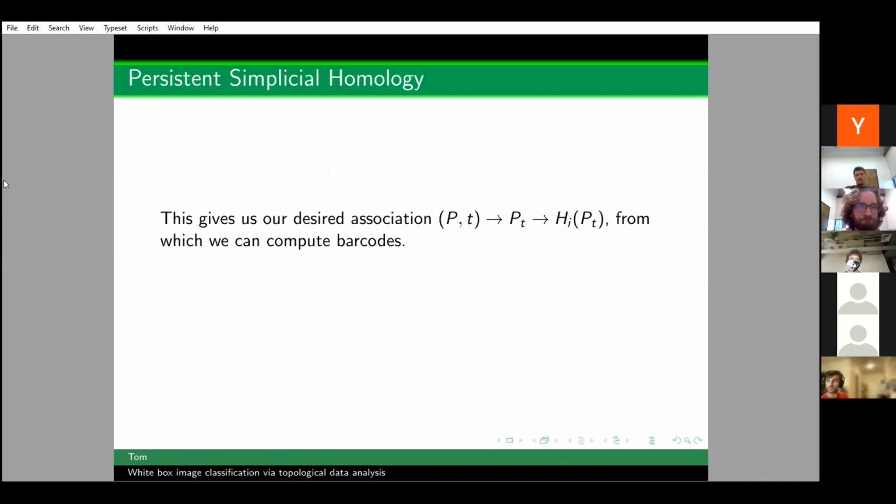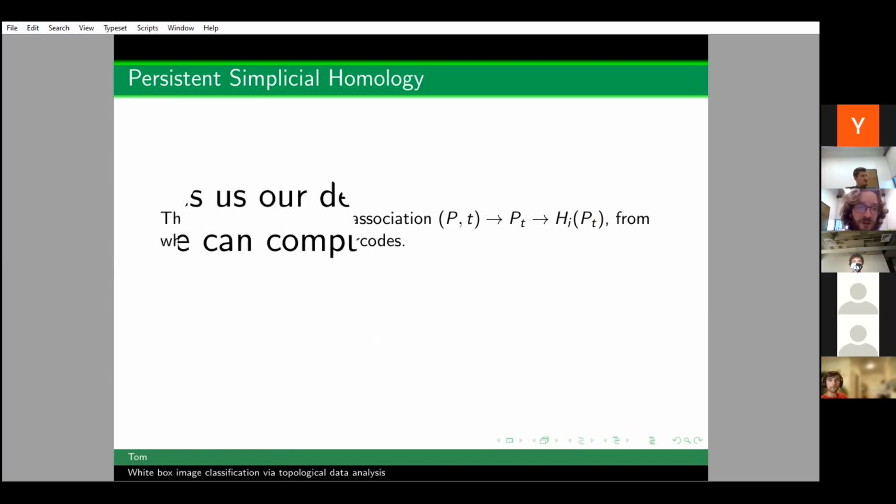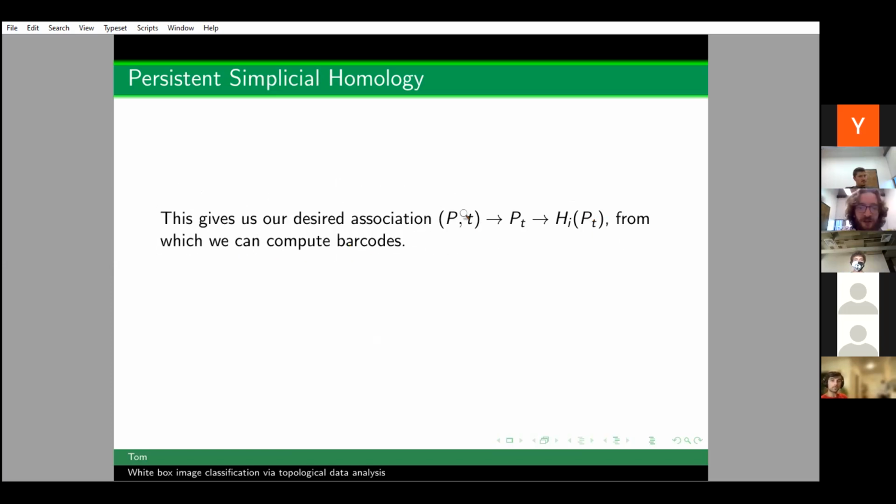Okay, so this gives us our desired association. We started with our seed set of points. We evolved them over time to get, well, you can think of this as a topological space P_t, but really we got an abstract simplicial complex. And then from that, we can compute simplicial homology. So what we would do is sample a set of time points from 0 to 1 billion or whatever, and from that compute barcodes.